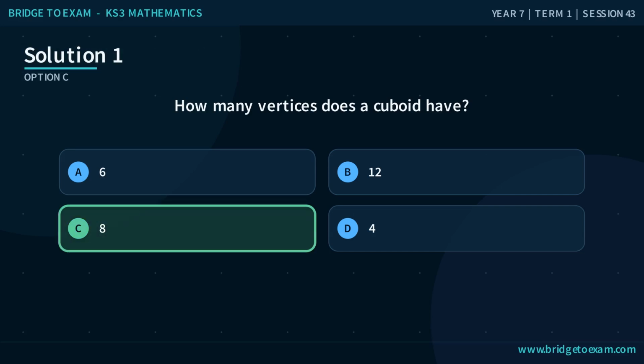Option C is correct. 8 vertices. A cuboid has 4 vertices on each of 2 parallel rectangular faces.